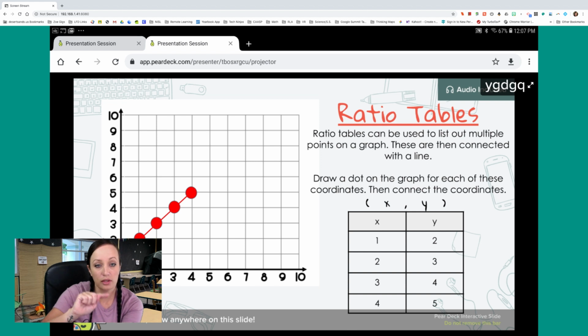And you'll notice that when those are connected, it did end up making a straight line, which means there is a pattern happening. When I look at the chart, the pattern is it's just going in order, 2, 3, 4, 5.